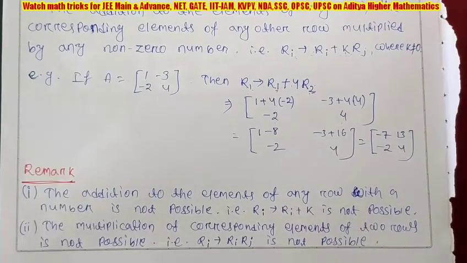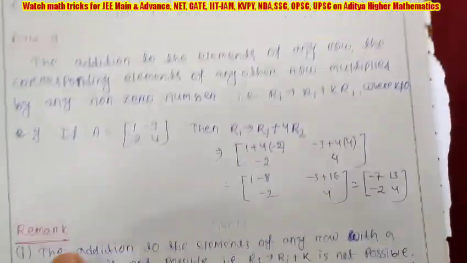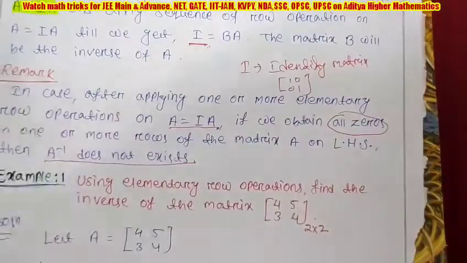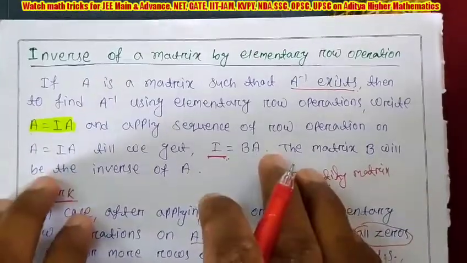So these are some rules about elementary row operations. Now we will discuss the procedure to find the inverse of a matrix using elementary row operations. Next we will solve some questions.